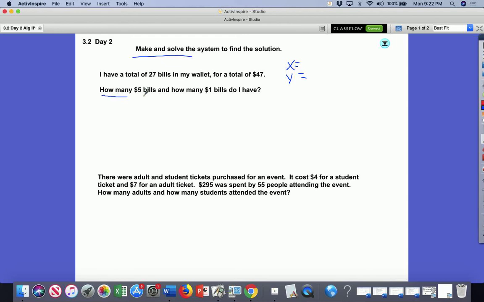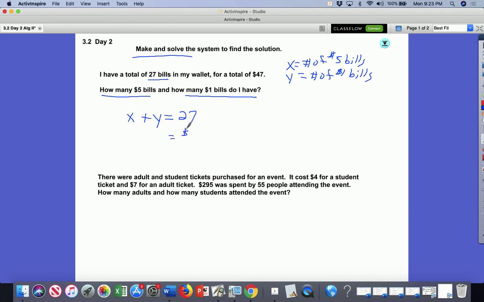So if you read here, it says how many $5 bills and how many $1 bills. So the number of one type and the number of another type is going to be X and Y. So it doesn't matter what you put here and here. I'm going to say that X is the number of $5 bills and Y is the number of $1 bills. Okay? So we have a total of 27 bills. So number-wise, the number of fives plus the number of ones is equal to 27 total. Okay, so this is our equation in terms of the number.